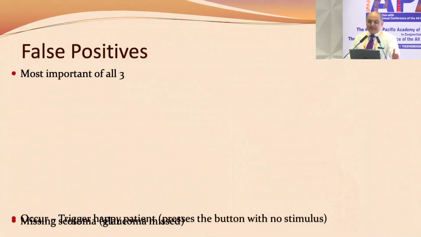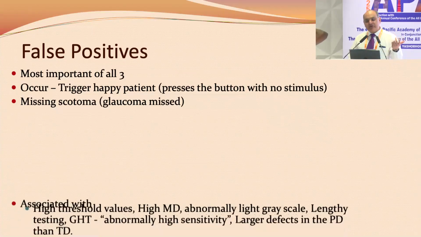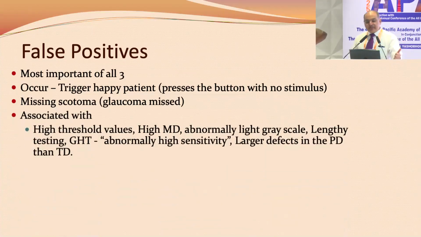False positive is the most important of all three. They occur when the patient is trigger happy, that is, the patient is pressing the button when the stimulus is not there. Now why is it important? Because when the patient presses the button, he is communicating that he is seeing, but actually he is not seeing, so we are missing out on scotomas, and in fact we are missing out on glaucomas. So they are associated with high threshold values.